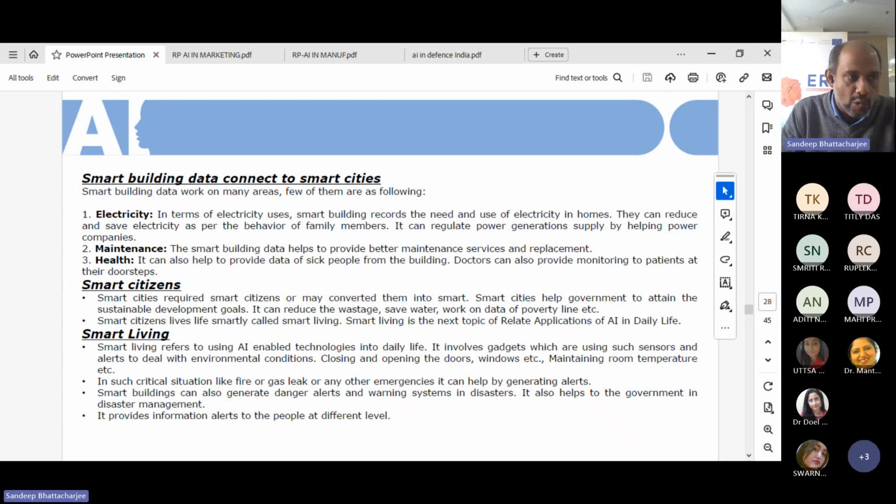So closing and opening the doors, windows inside houses, that is also a part of smart living. Maintaining room temperature, that is also included. So in such critical situations like fire or gas leak or any other emergencies, it can help by generating alerts, right? So a lot of alertness level can also be provided depending upon what kind of facilities are there inside that particular location.